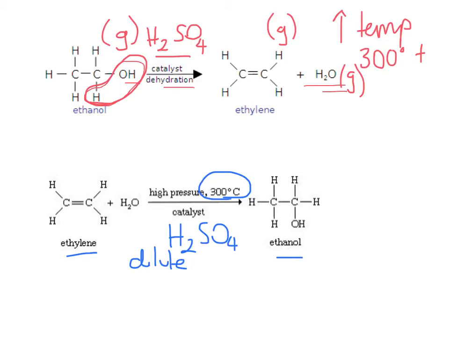Okay, so in our ethanol to ethylene, we're using concentrated. And in our ethylene to ethanol, we'll use dilute. But still, same catalyst, same high temperature. And as you know already, ethylene is a gas. We'll be adding water again as steam. And our production of ethanol will again be in its gaseous state.